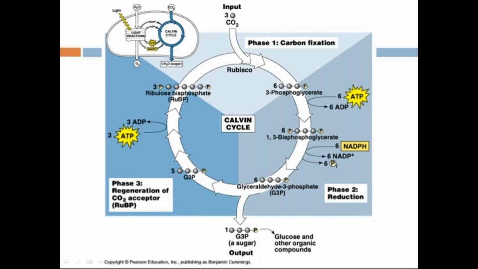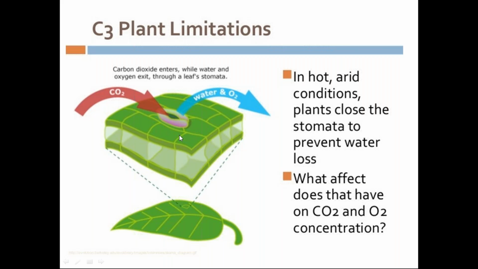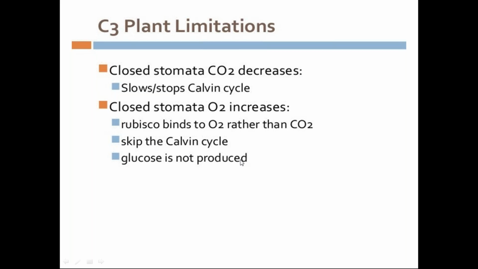Okay. So next, we move on to the next cycle, that is the C4 cycle. What are the limitations of C3 plants? In hot conditions, they are not able to grow. In hot and arid conditions, the stomata get closed to prevent the loss of water. And the RuBP molecule can combine with oxygen as well as CO2. That is a wasteful process. We will discuss this point in the next slide.